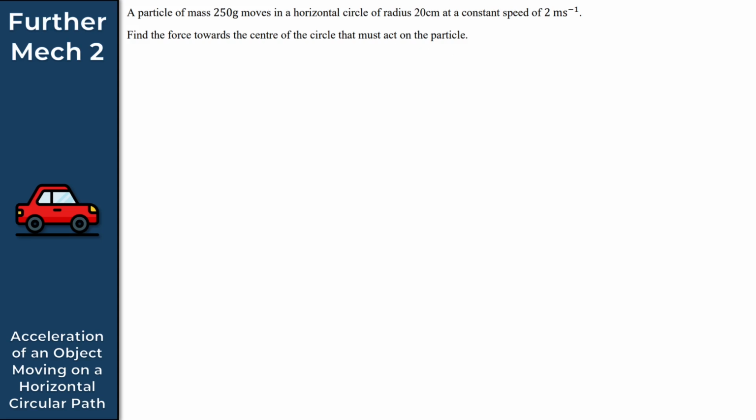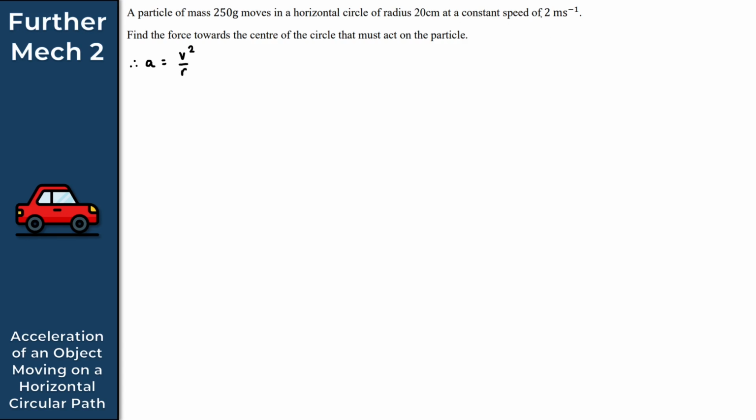Now this question is quite straightforward, right? Because all we need to do is find the acceleration. Once we find the acceleration, then we can make use of Newton's second law, F equals ma. For the acceleration, given that we're traveling around a horizontal circle, we're looking at the acceleration of an object moving on a horizontal circular path. In that case, a is equal to v squared over r.